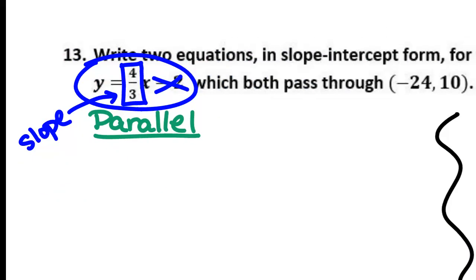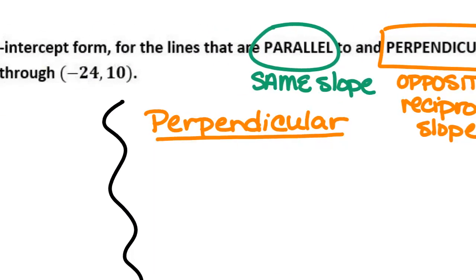My parallel slope is going to be exactly the same, 4/3. My perpendicular slope, I need the opposite sign, so it's going to be a negative, because 4/3 is a positive. And then I have to take the fraction and flip it over. Instead of 4 on top and 3 on bottom, we have 3 on top and 4 on bottom.